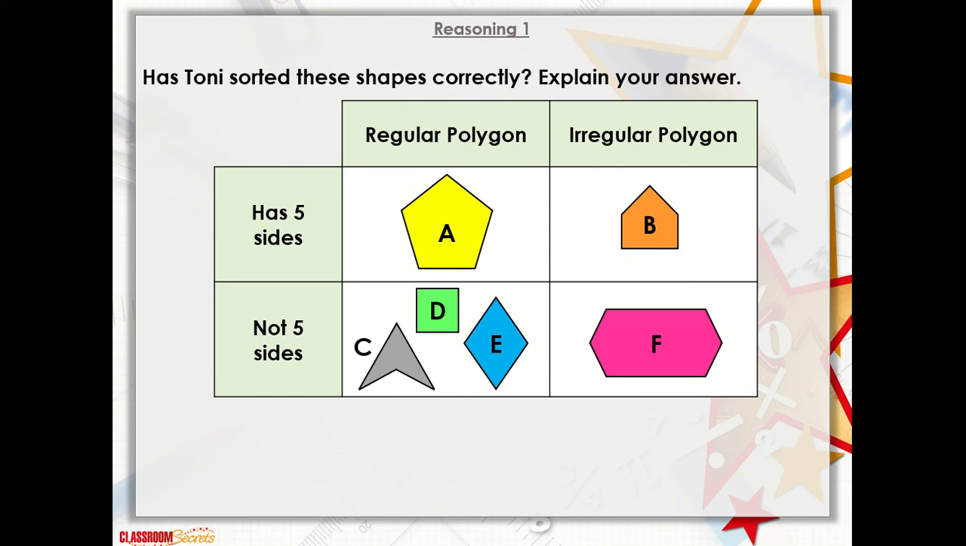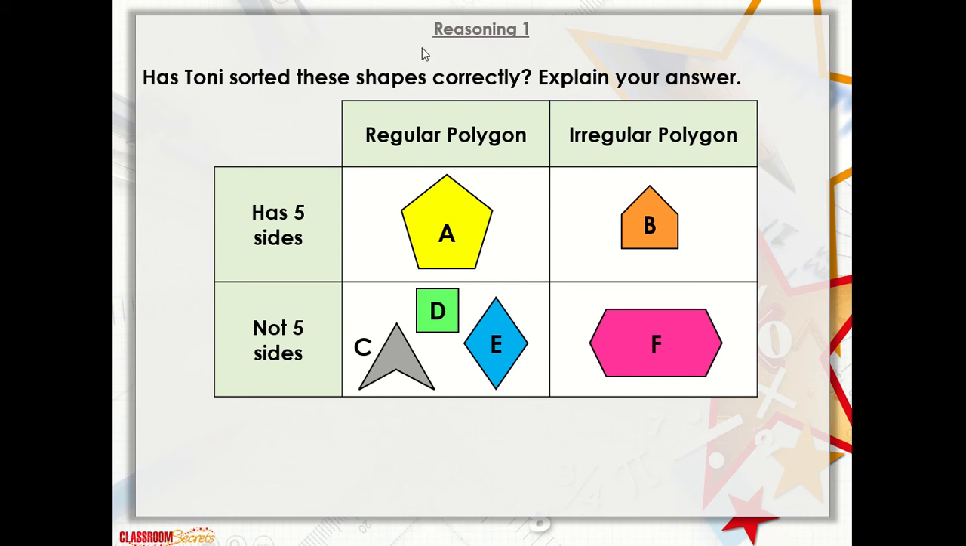So Tony has sorted these shapes into a Carroll diagram. And you can see here we've got a column for regular polygons and a column for irregular polygons. And at the side, they've got 5 sides and not 5 sides. Okay, so has she sorted them correctly? Let's have a look at each one in turn and decide if it's in the right place.